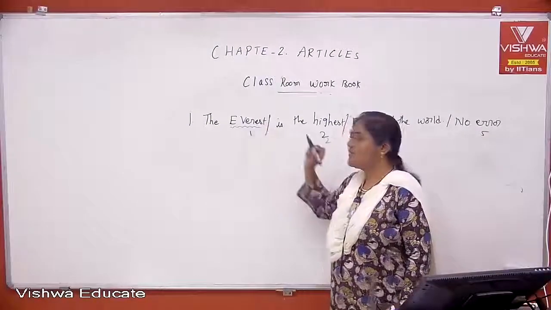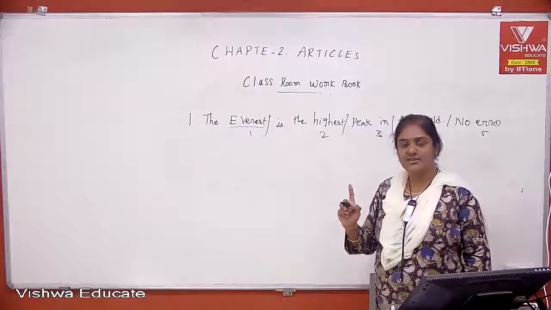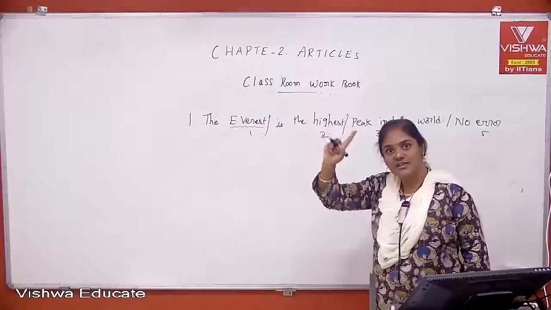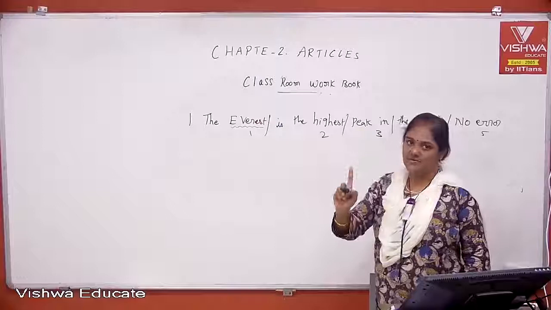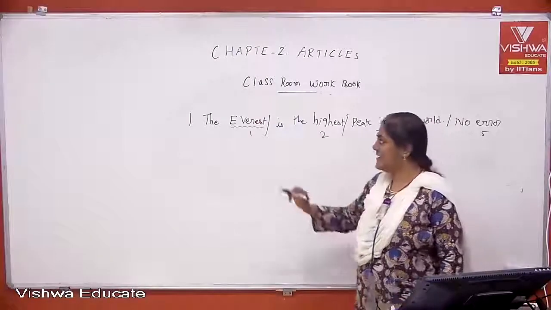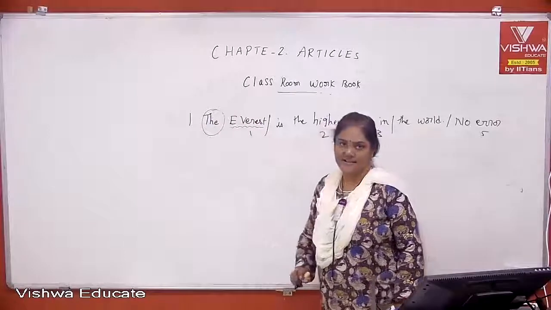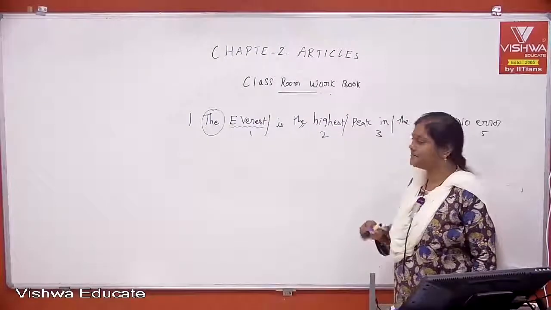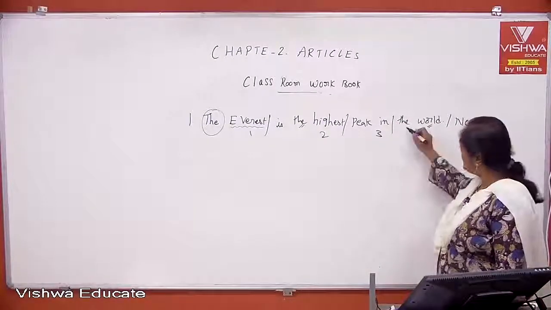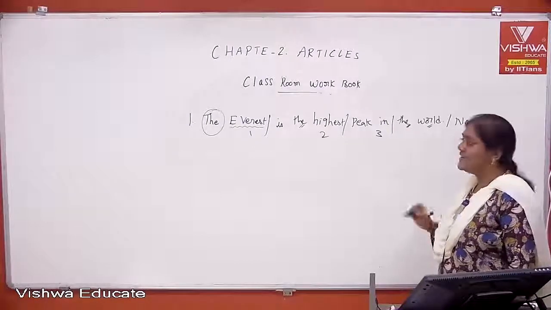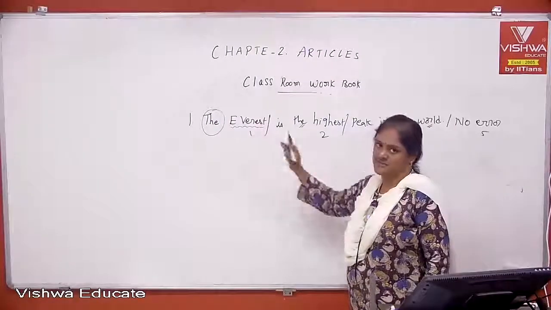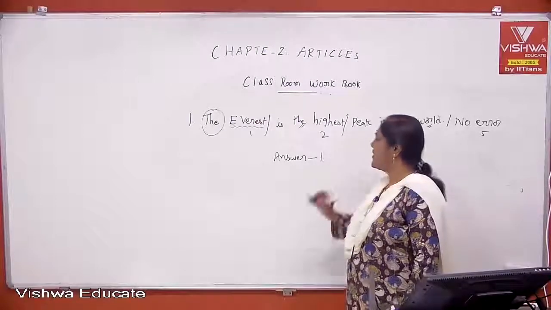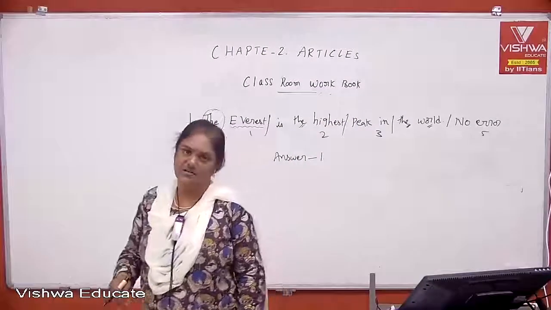Everest. It is the name of a mountain. We have already discussed that we take the definite article before the names of mountain ranges, not before the name of a single mountain. Therefore, this is an error. And here, highest, superlative degree, the is right. World, a unique thing, the definite article is right. So we have an error only in the first part of the sentence. Therefore, what is our answer? Our answer is 1.